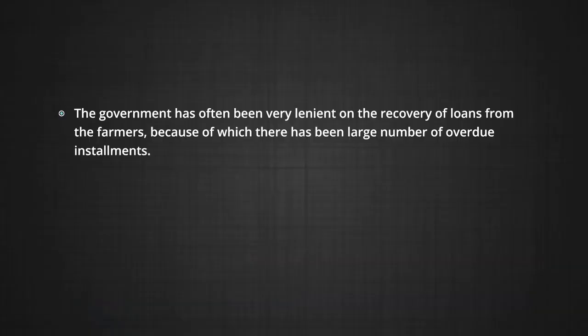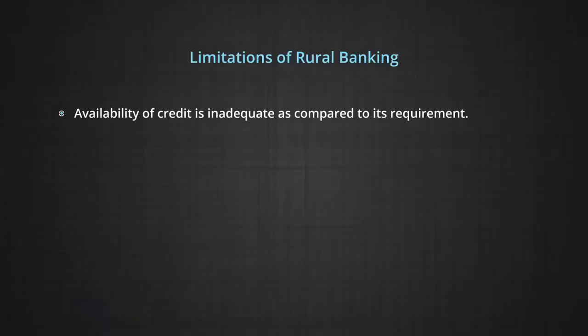The government has often been very lenient on the recovery of loans from the farmers, because of which there has been large number of overdue installments. Nearly 42% loan have remained unpaid. Then comes availability of credit, which is inadequate as compared to its requirement. Though the value of flow of credit has substantially increased over time, yet it continues to be less in relation to demand. Moreover, due to advancement of technology, farmers' need for heavy machinery has also increased.